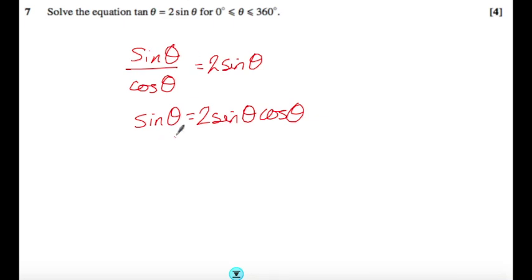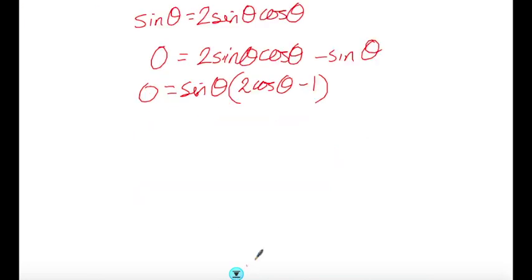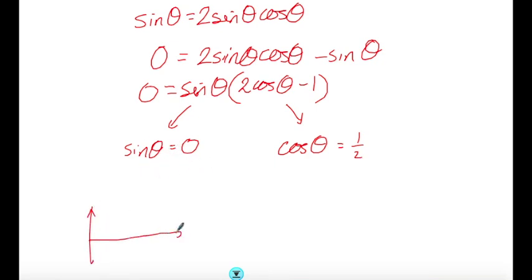So here we shouldn't divide by sine, but we can do the next best thing, which is bring it over to this side and then factorise it. So we can take out sine theta, and we'll have 2 cos theta minus 1. And now it splits into 2 equations, just like it does when you factorise a quadratic. So we want sine theta to equal 0, and I think we can solve that. And we want 2 cos theta minus 1 to equal 0, which if we rearrange gives cos theta is a half. So let's do the sine theta one first, and we're solving it between 0 and 360.